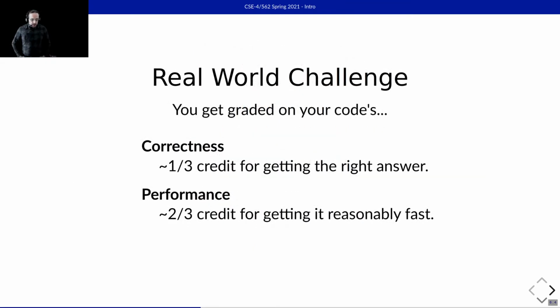Now, this is meant to be a real-world challenge. You will be graded on correctness. If your code produces the wrong answers, that is not correct code. But getting the correct answers will only get you about a third of the credit for the class.